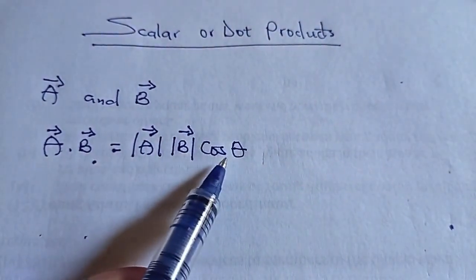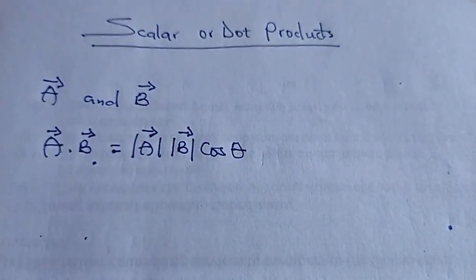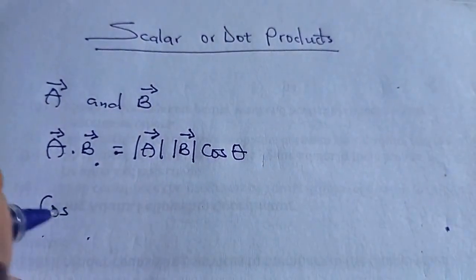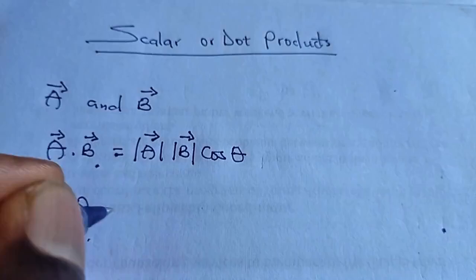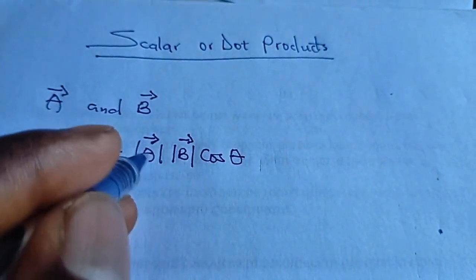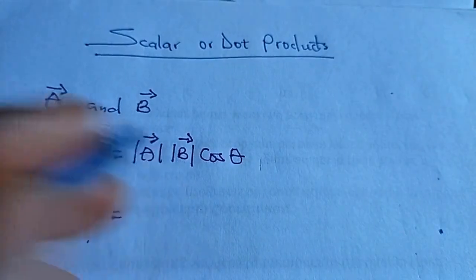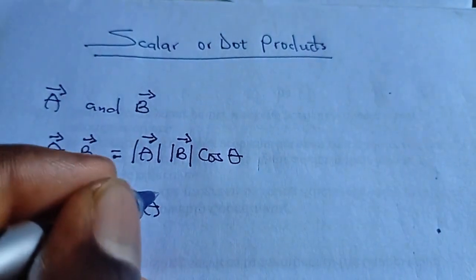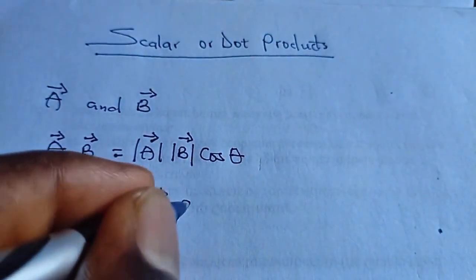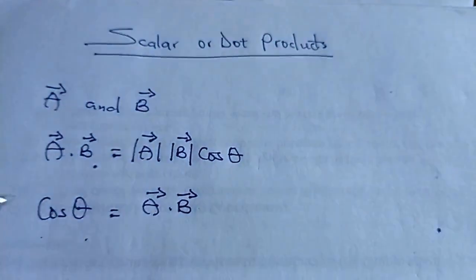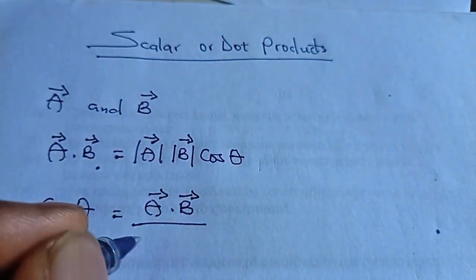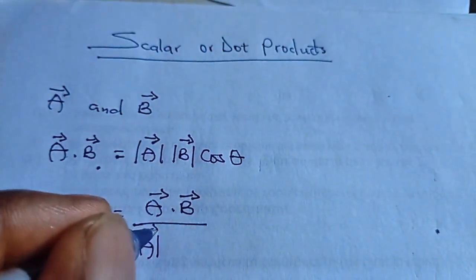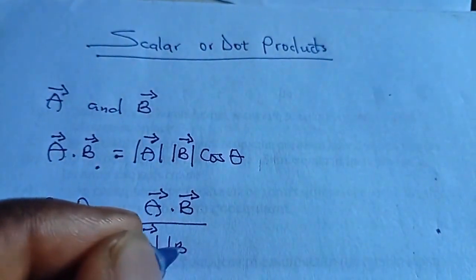So using change of subject formula, we can have our cos theta to be equal to, we'll divide both sides by the magnitude of vector A times the magnitude of vector B. That is, we will have vector A multiplying vector B, that's a dot product, divided by their magnitudes, which is the magnitude of vector A multiplying the magnitude of vector B.